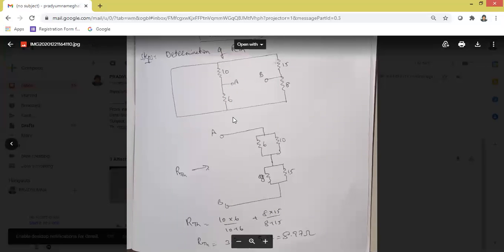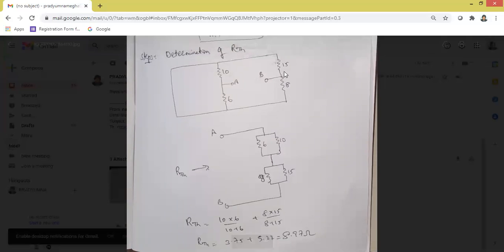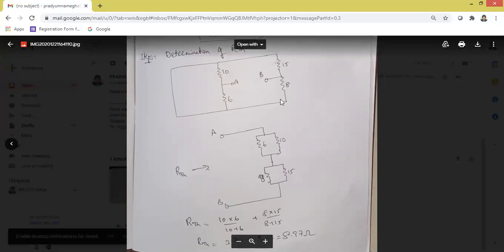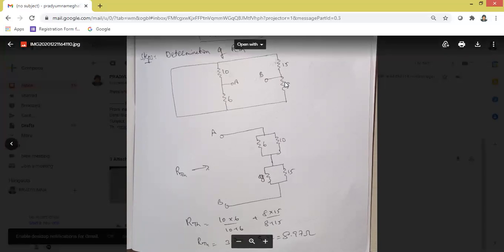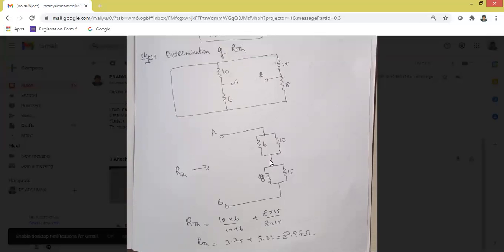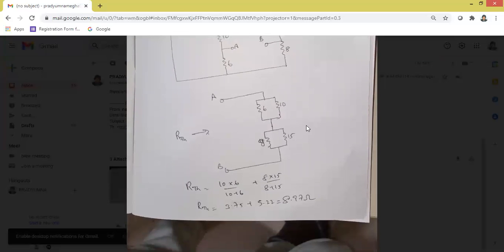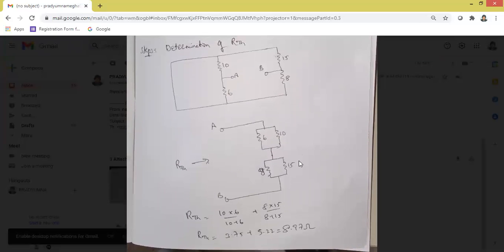And that combination is connected to 8 and 15, you can see. So here we say 8 and 15 are again connected to the point B. B is connected to 15 and 8. So the final combination is 10 and 6, both connected to the 8 and 15, the same diagram we have drawn. Now it becomes easy to mention whether they are connected in series or parallel.